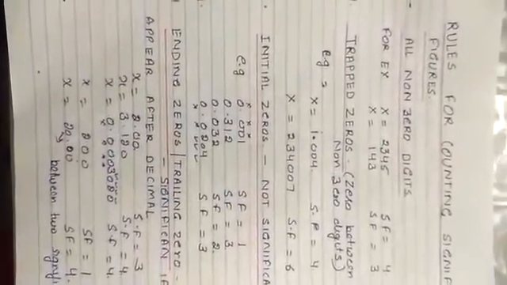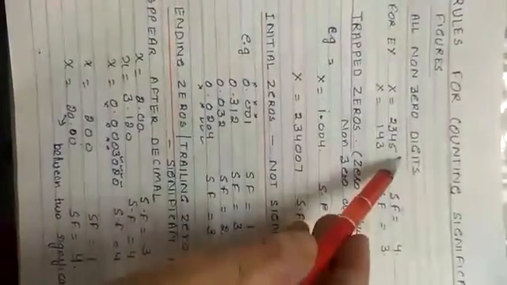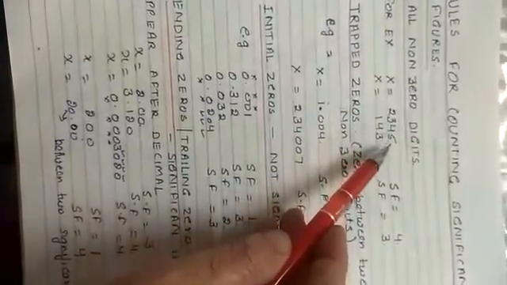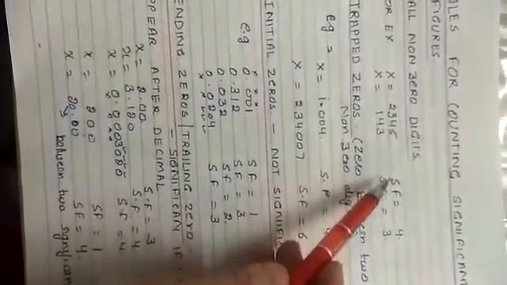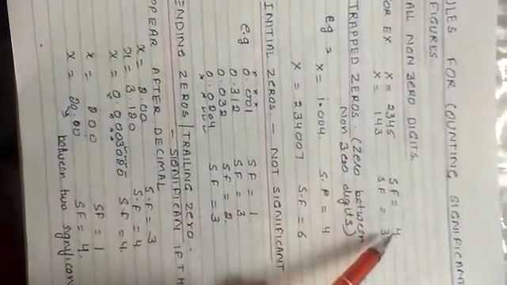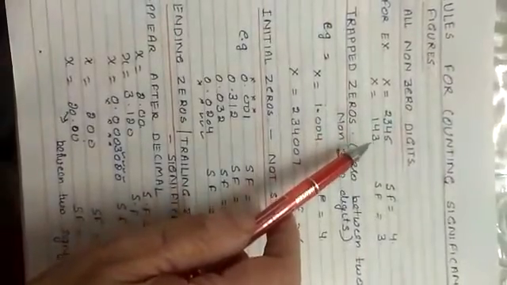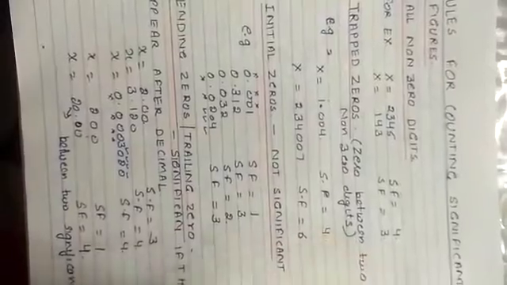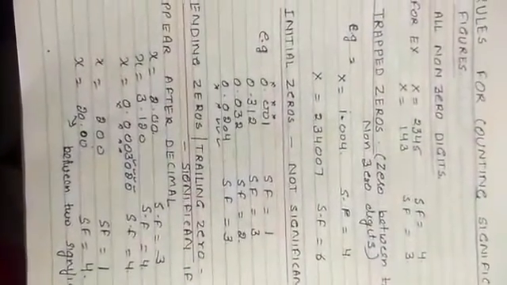The first rule is that all non-zero digits are significant. For example, the value x is equal to 2345. All the digits are non-zero digits. It means how many significant figures will it have? 4. Suppose the value x is equal to 143. How many significant figures? 3. So one rule is that all the non-zero digits are always significant.